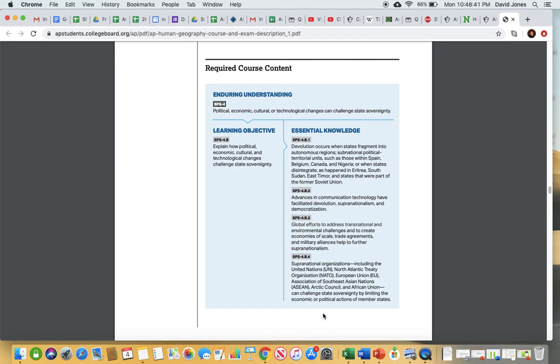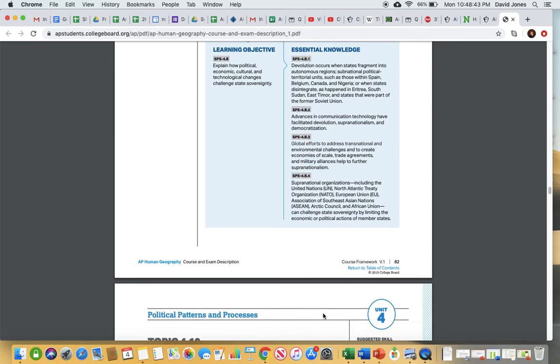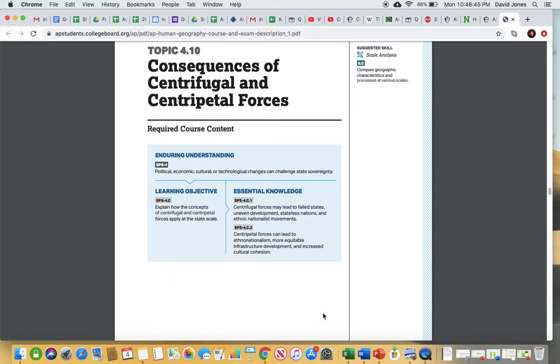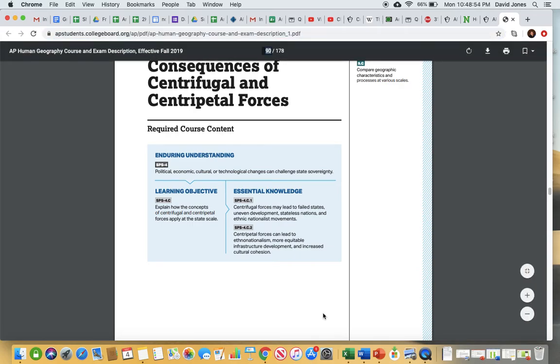Okay, so those are all challenges to states, to the sovereignty of a state. And then we have centrifugal and centripetal forces. Now, remember the way I taught you to remember what centrifugal forces is. So centrifugal forces push people apart. Centripetal forces draw people together.